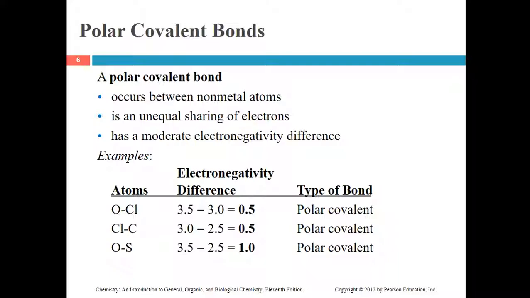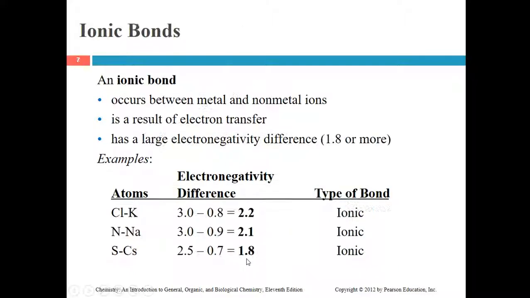So the difference is that if it is 0.5 or more in the electronegative difference between the 2 atoms, it is considered polar, and it's going to act polar. So when we look at a chlorine to carbon bond, and you look at those values, we get the difference is 0.5, yes, polar. If we look at an oxygen to sulfur bond, the 3.5 minus 2.5, 1, obviously polar covalent. Well, let's look at the difference with ionic bonds.